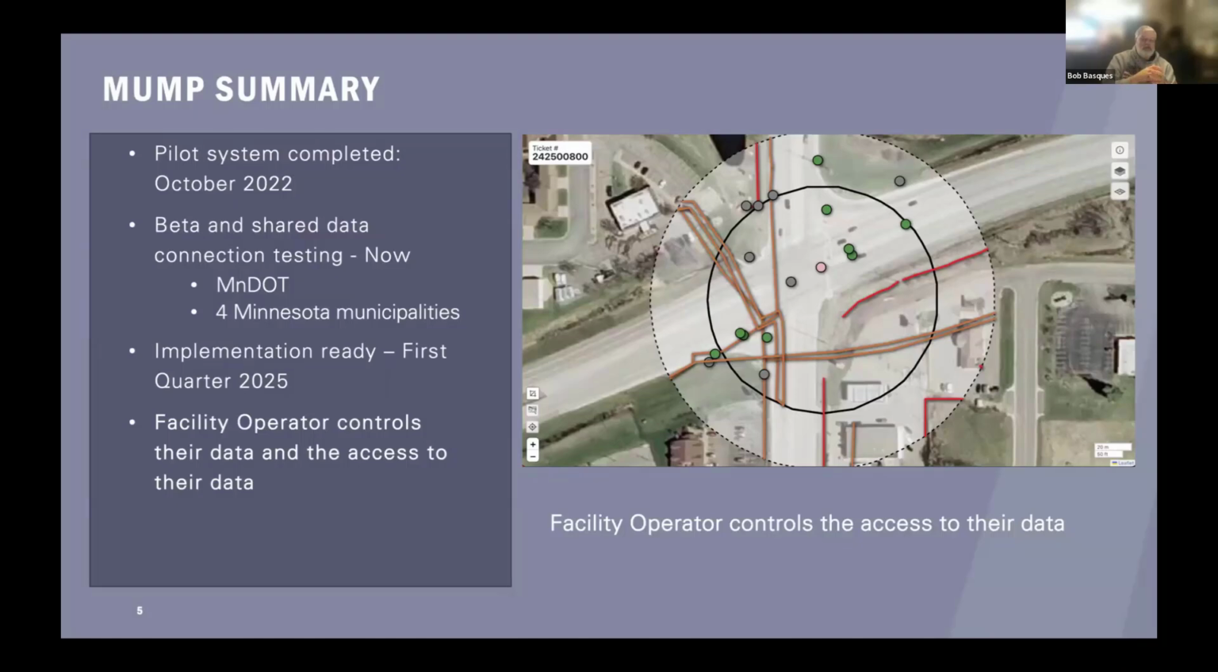And then the facility operator controls their data and the access to their data. The way that OCC is implementing it, I don't want to say the control is lost, but the facility operators will have access to their own data. I shouldn't say it that way. The facility operators have complete control over what data they're sharing because of the way that the system connects out to their data services. They have control over whether or not those services are available.